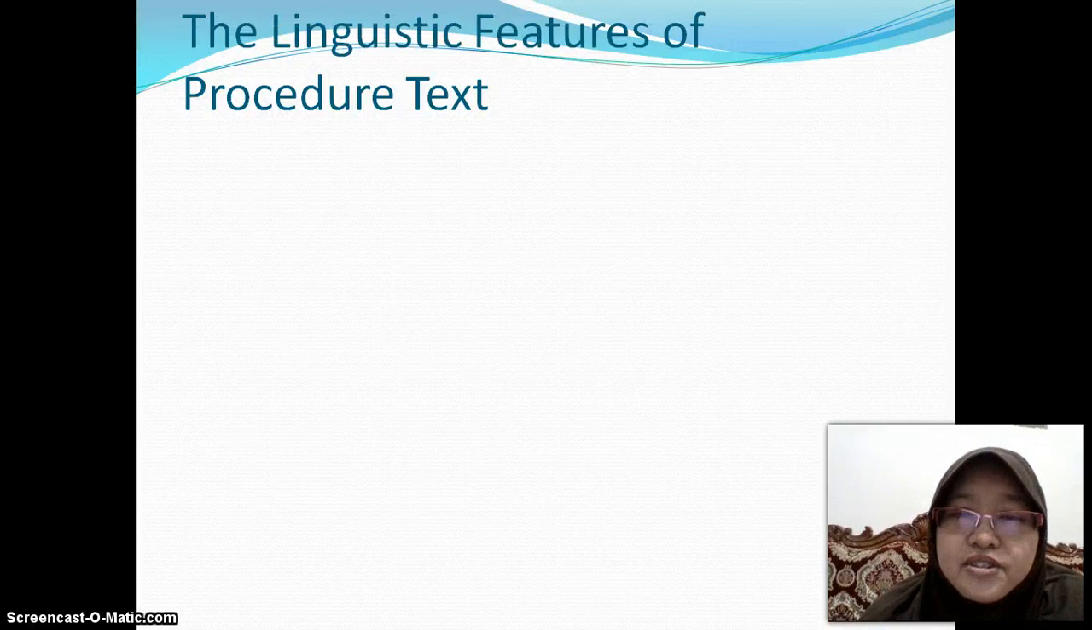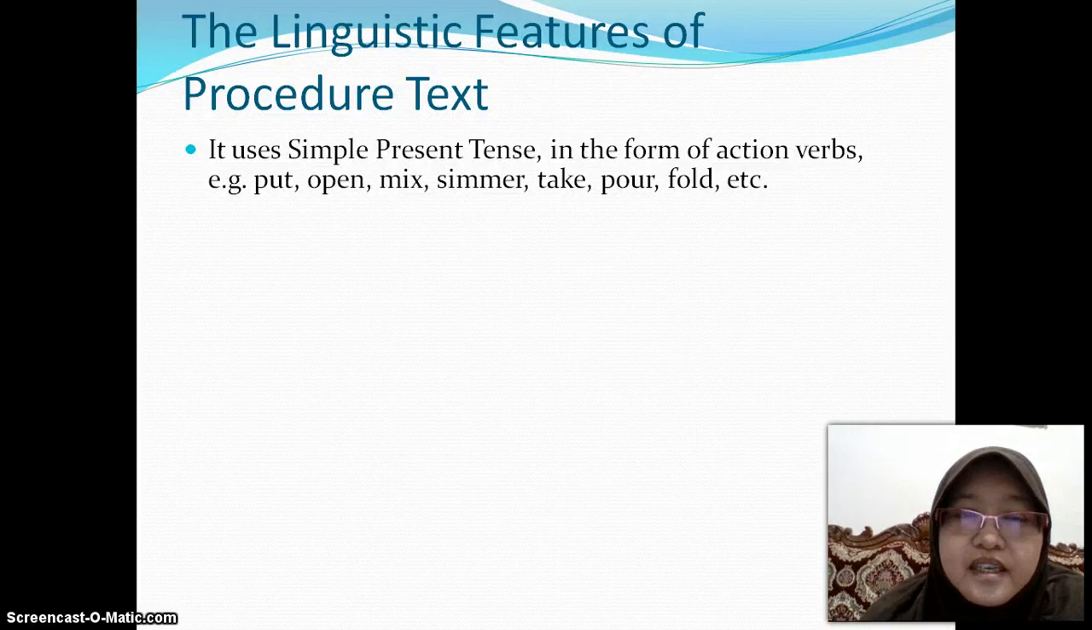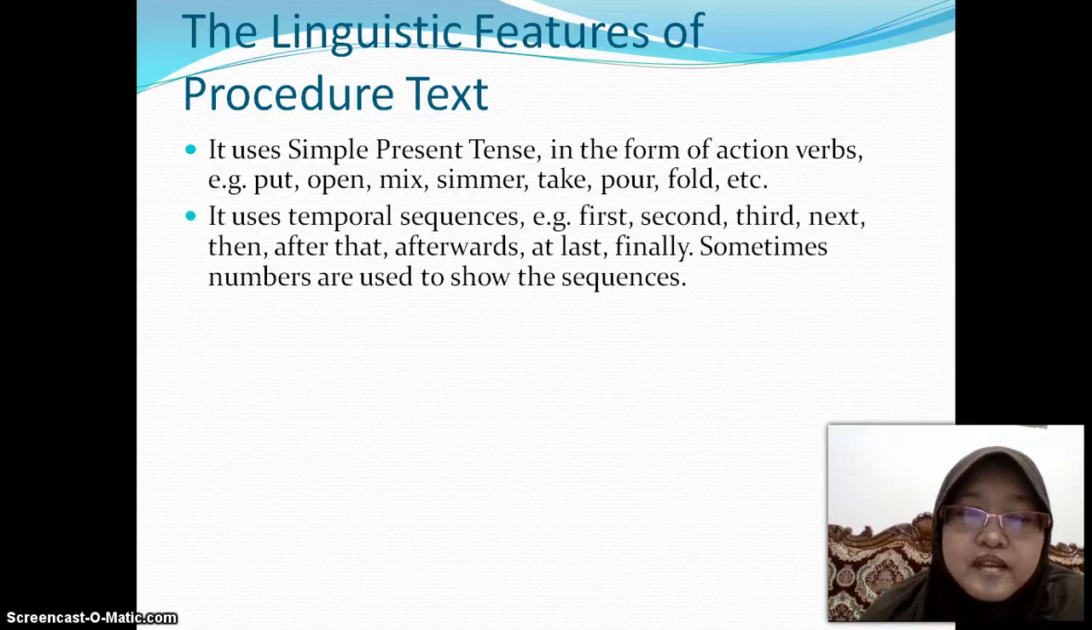The linguistic features of procedure text. Usually, a procedure text uses simple present tense in the form of action verbs such as put, open, mix, simmer, take, pour, fold, etc. And it doesn't use the word "to". It uses temporal sequences too. For example, first, second, third, next, then, after that, afterwards, at last, finally. Sometimes numbers are used to show the sequences.